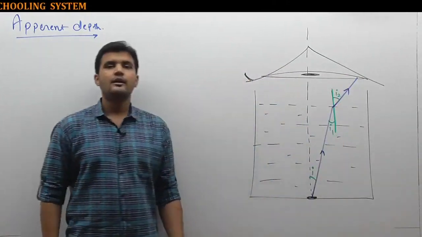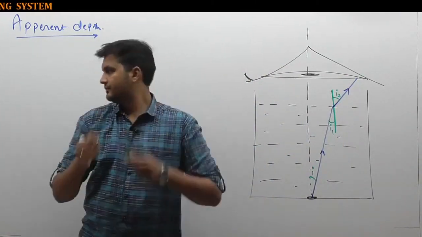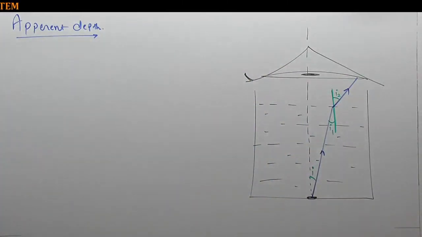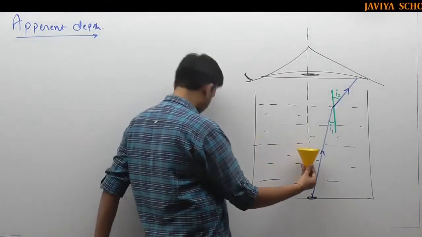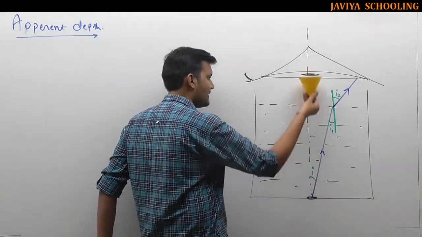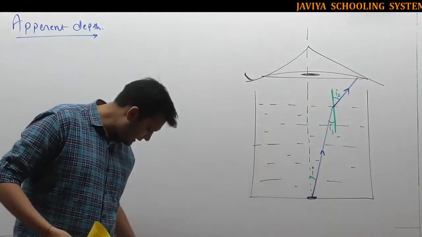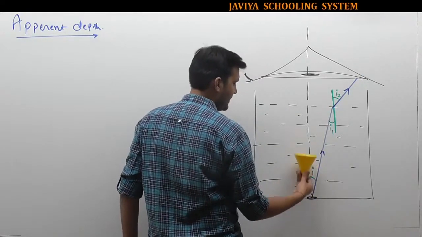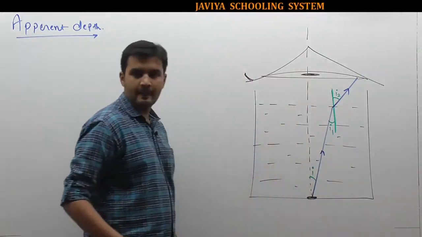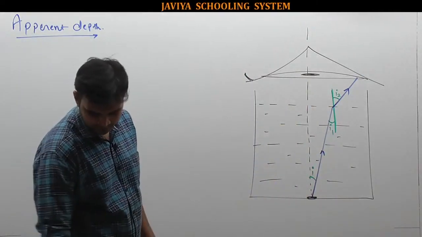Actually there is a cone, if you see. It is something like this. It will emerge out in all the possible directions. Right? There is a cone.